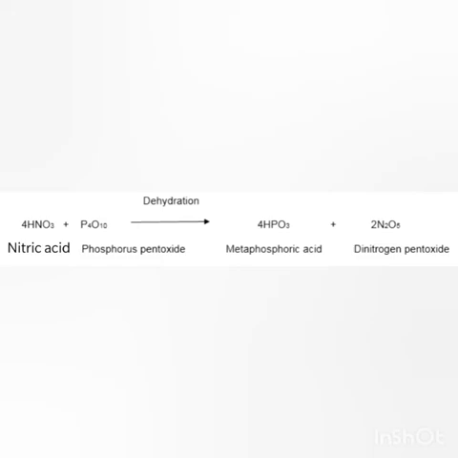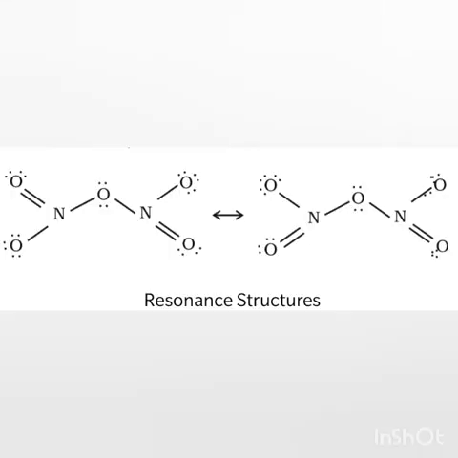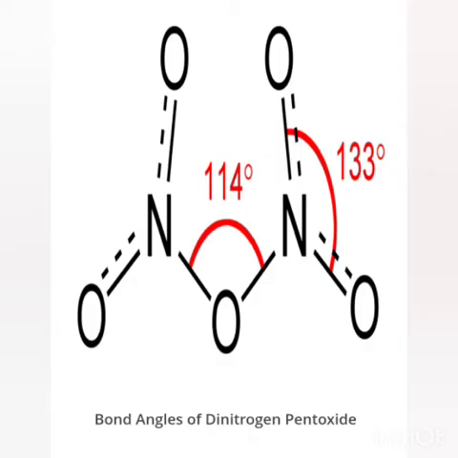It is a colorless crystalline deliquescent solid which readily dissolves in water to give nitric acid. It is an anhydride of nitric acid which is acidic in nature. It has a planar shape and is a resonance hybrid of the two forms as shown below. The planar structure can be seen just in its vapor state.